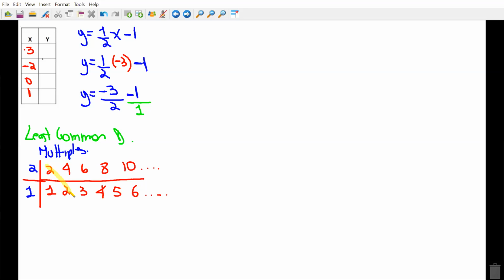The 2 is being repeated. The 4 is being repeated. The 6 is being repeated. But which one is the least? Which one is the smallest? 2. Which one is 2, the least?